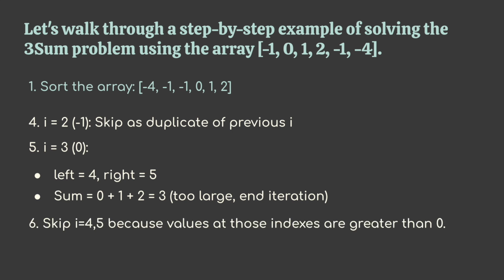We skip 4 and 5 because the values at those indexes are greater than 0. Because the value that I points to is going to be the smallest element of the triplet, if it's greater than 0, we know the sum is going to be greater than 0 and we won't find a result, so we can skip those values. Finally, we return the two triplets we found, -1, -1, 2 and -1, 0, 1.